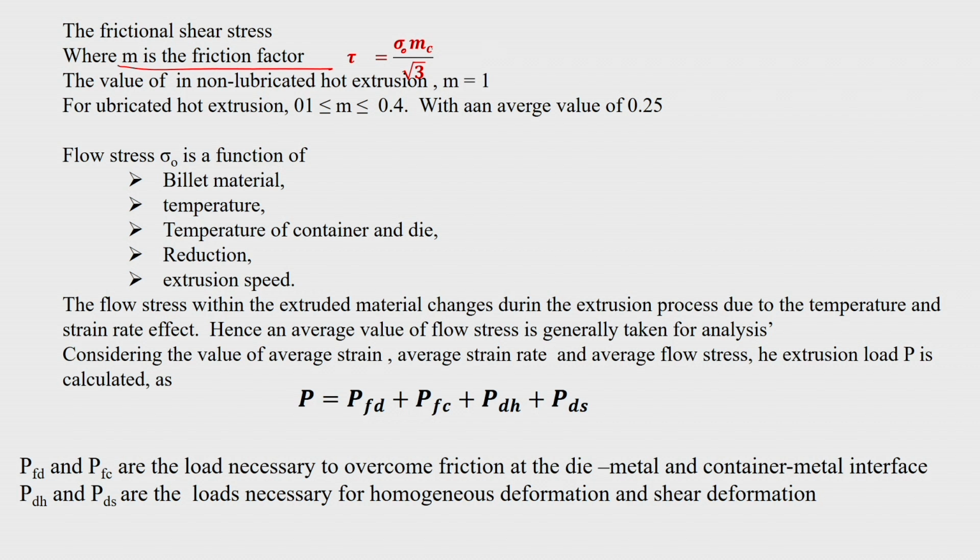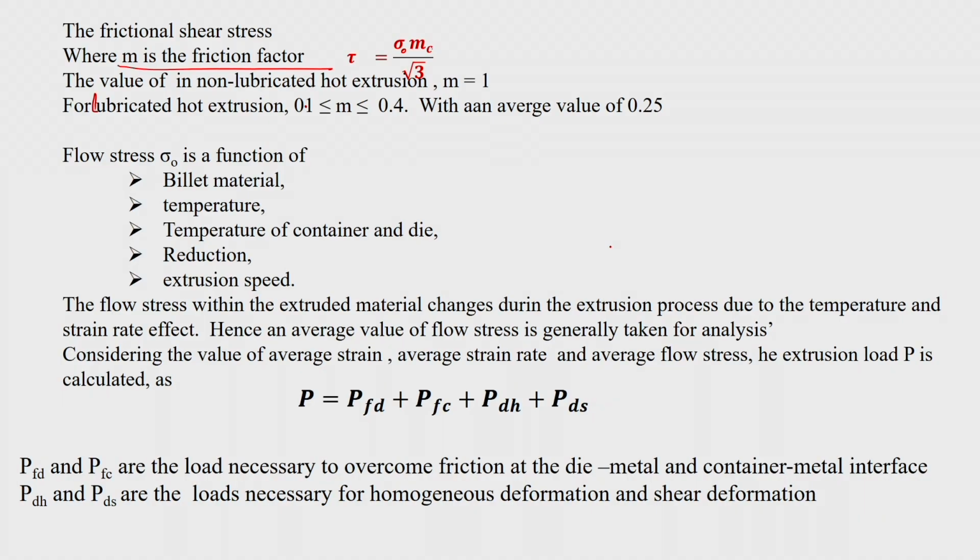generally for a non-lubricated hot extrusion process, is taken as perfect sticking friction, that is, m is considered as 1. And for a lubricated hot extrusion process, m will vary anywhere between 0.1 to 0.4. And for most analysis purposes, for a lubricated hot extrusion process, we can just consider an average value of 0.25.